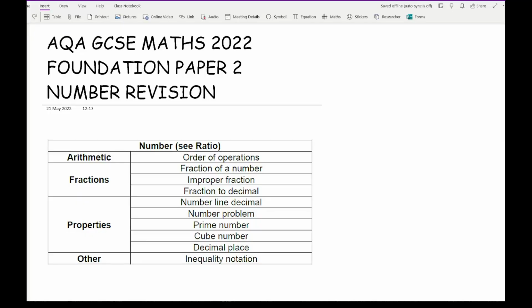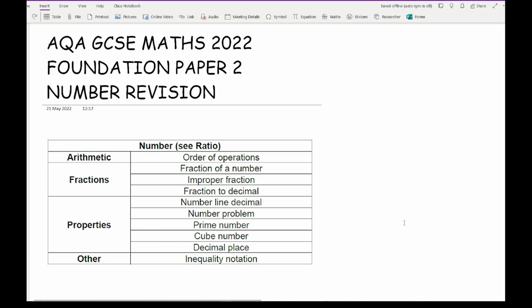So on your screen what you can see is the number section of the Foundation Paper 2 that AQA have released regarding this paper. Now on this list you can see we've got order of operations, fractions of a number, improper fraction, fractions decimals, number line decimals, number problems, prime numbers, cube numbers, decimal place, and inequality notation. What we're going to do in this video is go through each of the topics written down here and try and get an understanding of what the topics will include, but also try and guess what type of questions you could get.